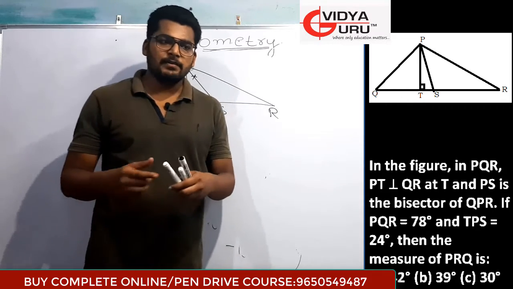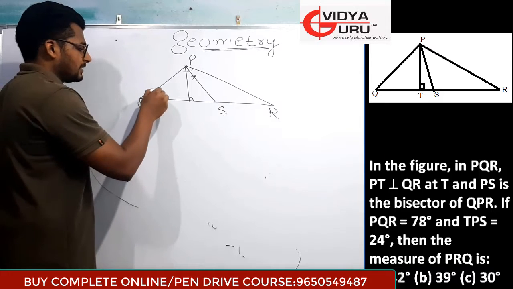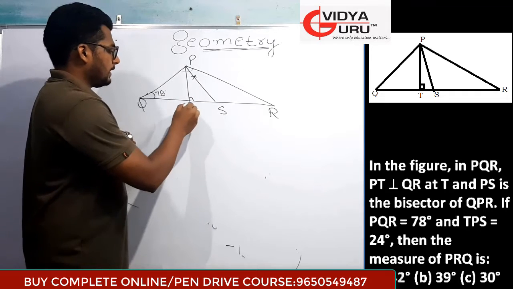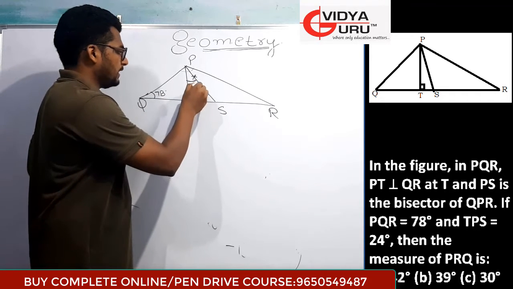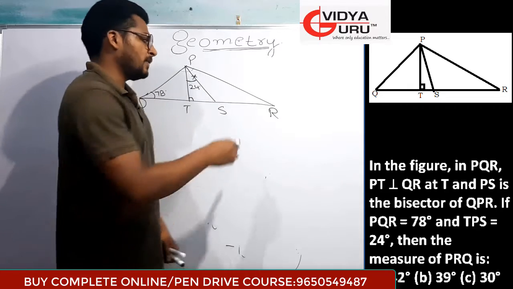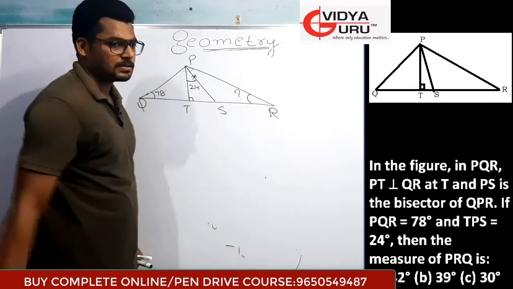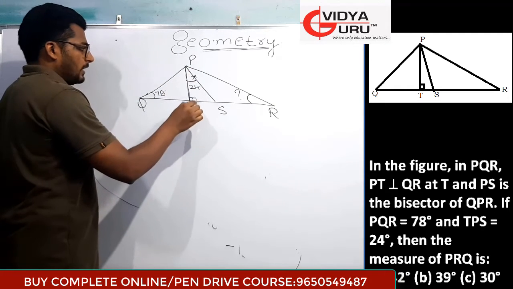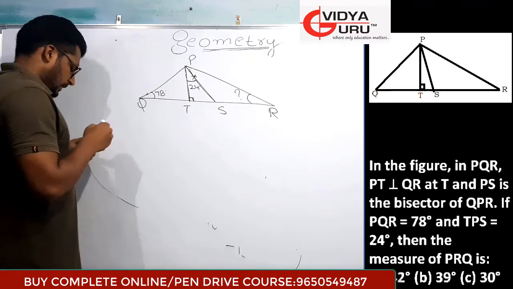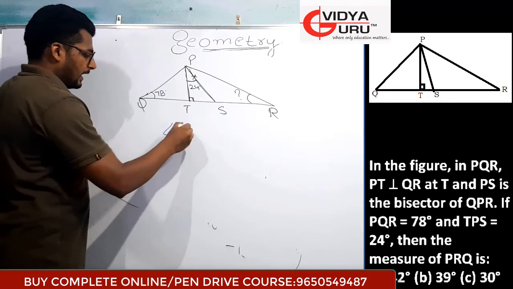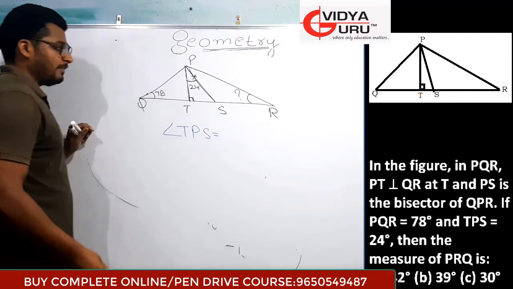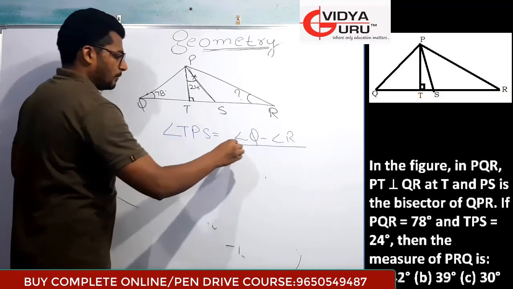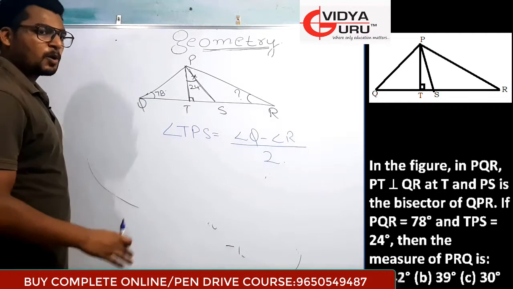Now measure of some angles are given. Angle PQR is 78 degree. Angle TPS is 24. The question is asking what is the measure of angle PRQ. This angle is asked. If in a triangle this is perpendicular and this is angle bisector, then you need to remember that angle TPS will always be equal to angle Q minus angle R by 2. This is the property of triangle.